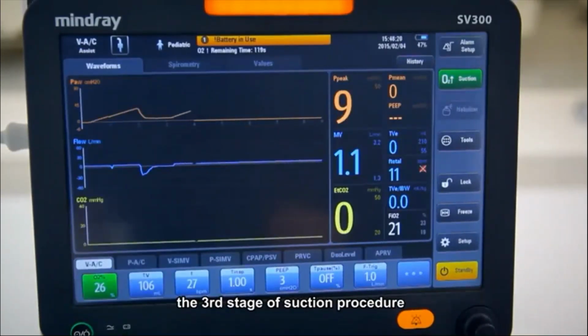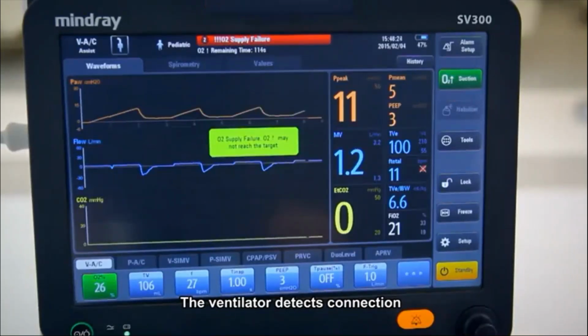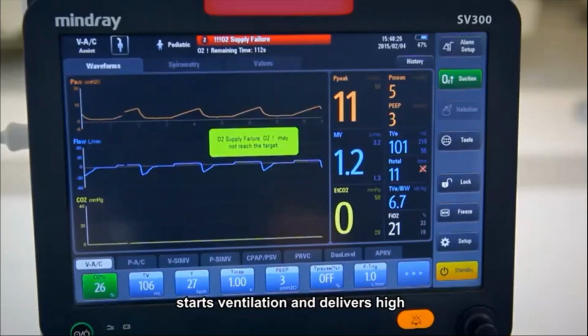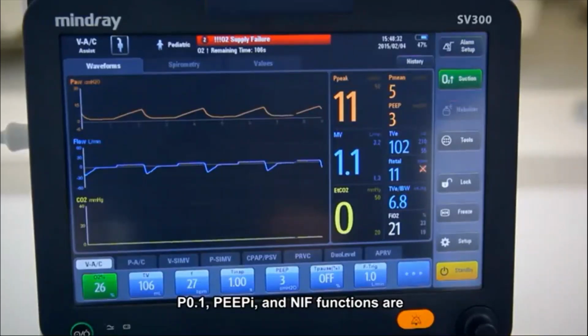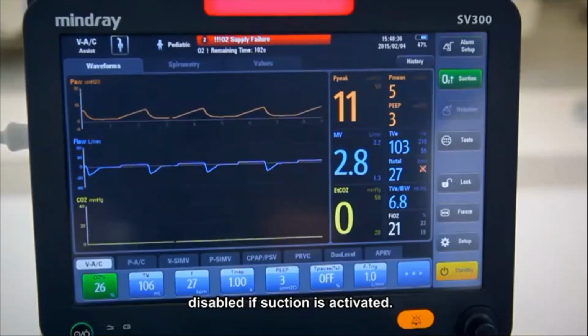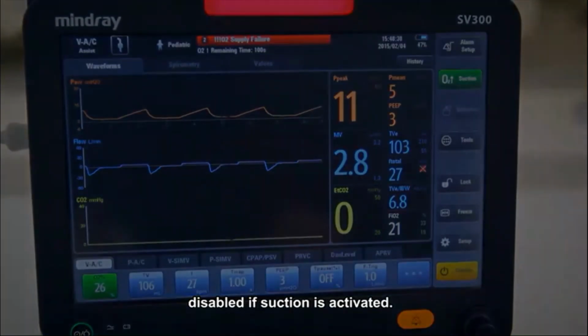Reconnecting the patient tubes starts the third stage of suction procedure. The ventilator detects connection, starts ventilation and delivers high concentration oxygen to the patient. P0.1, PEEP-I and NIF functions are disabled if suction is activated.